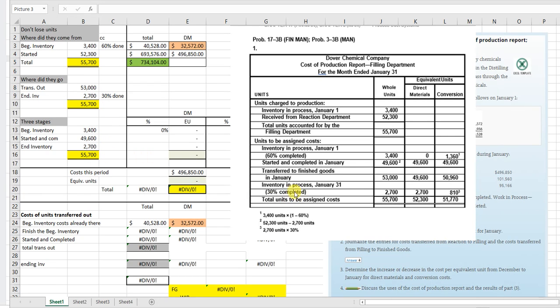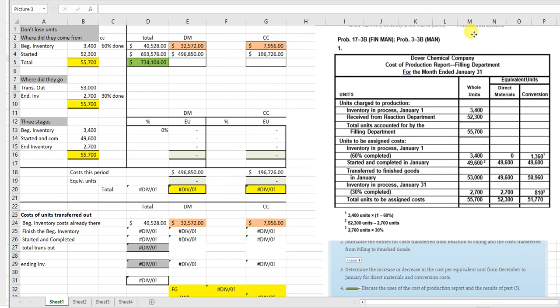Another thing they do is they subtotal after this number. So if you want to set up your spreadsheet to subtotal because your online homework asks for it, go ahead. I would suggest you go ahead and do a spreadsheet even for your online homework, simply because it'll make it a lot quicker. Okay, but anyway, so 3,400 plus 49.6, they subtotal at 53, then they add the 27 to get 55.7. I don't subtotal it, okay? We'll work on these in just a second.